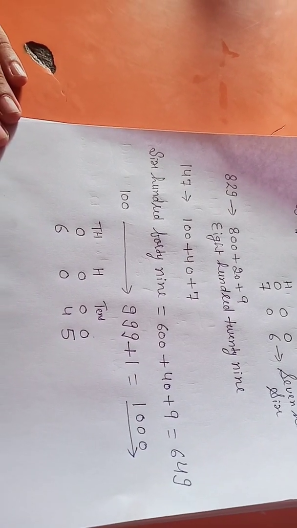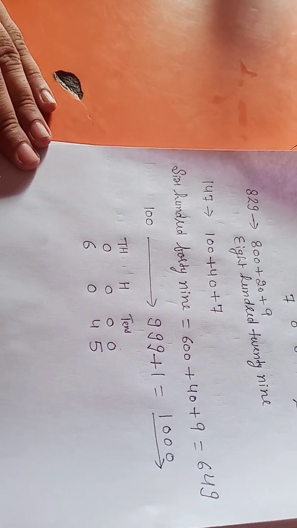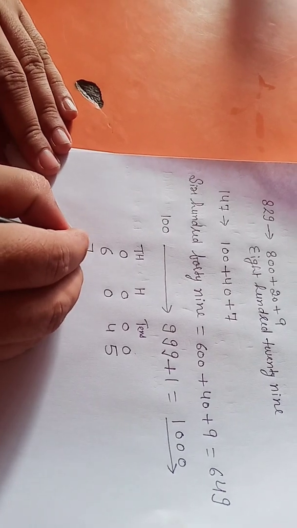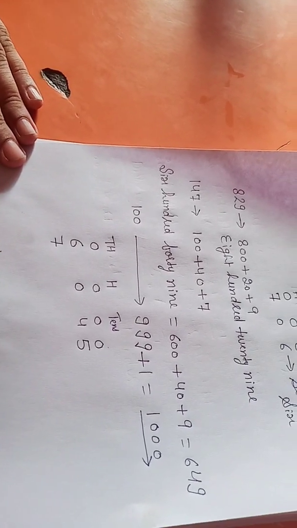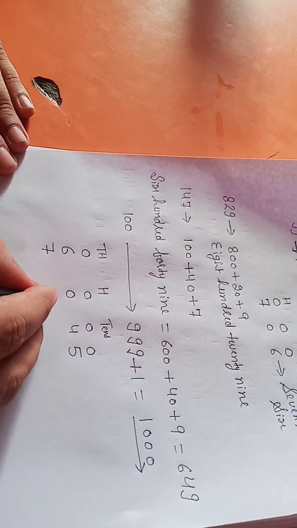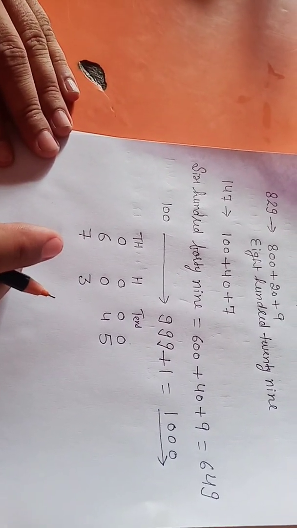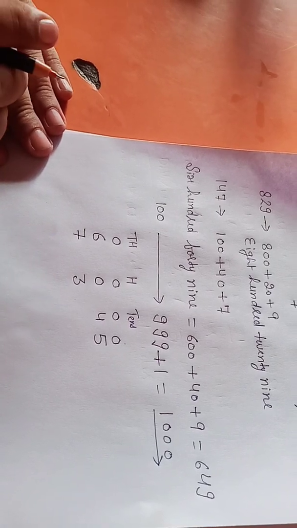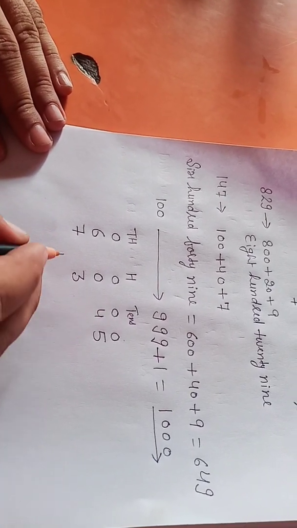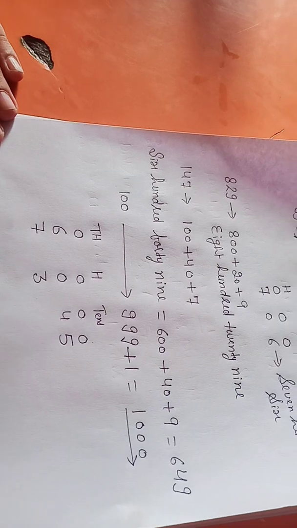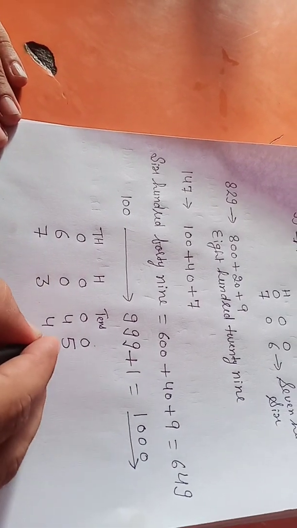7350. 7000. It's meaning on the place of 1000 what's coming? 7000. 100 how many? 300. How much? 7340. 45. 7345. So here you can write 45.